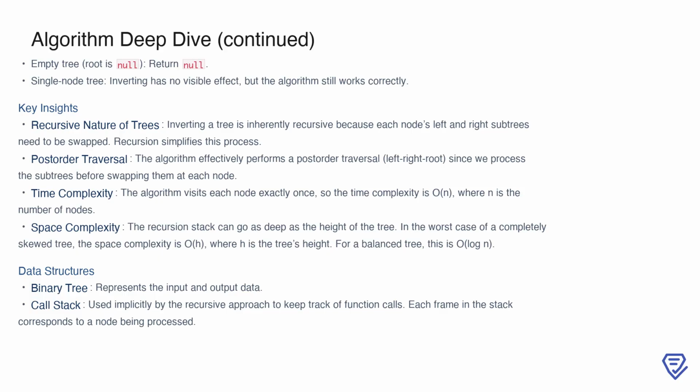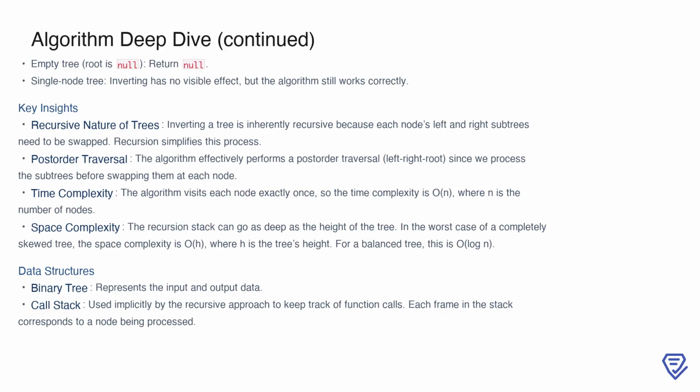The recursive nature of trees makes this problem well suited for a recursive solution, as each node's subtrees can be treated independently. The algorithm essentially performs a post-order traversal, meaning it processes the left and right subtrees before working on the current node. This approach ensures that the inversion is applied consistently throughout the tree.